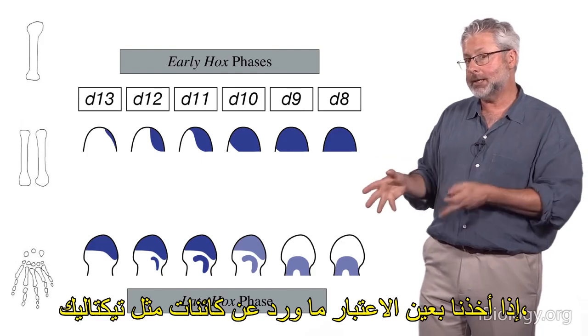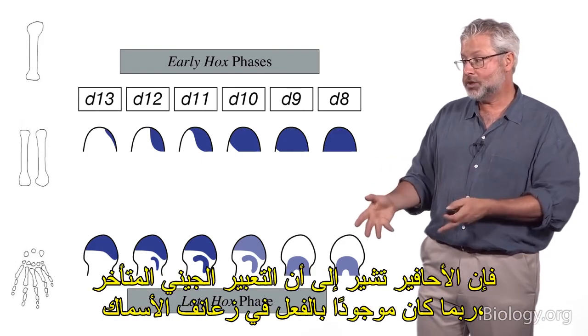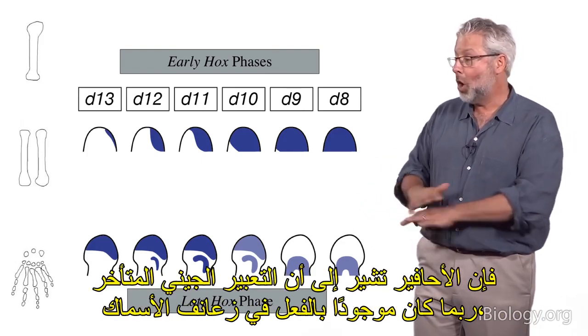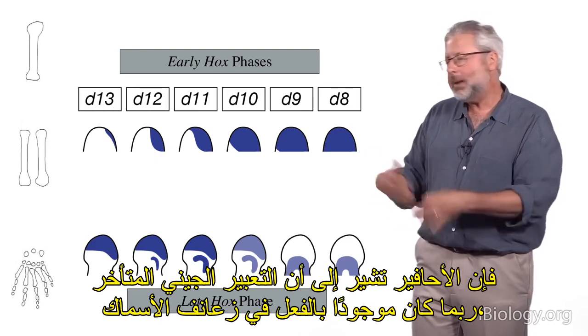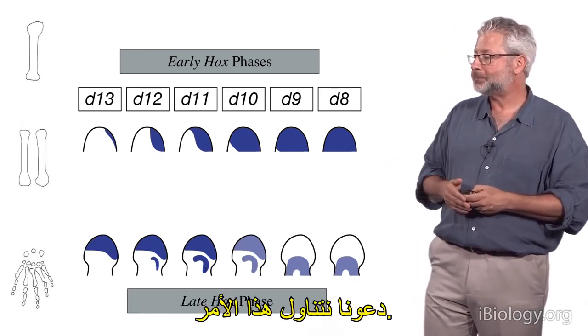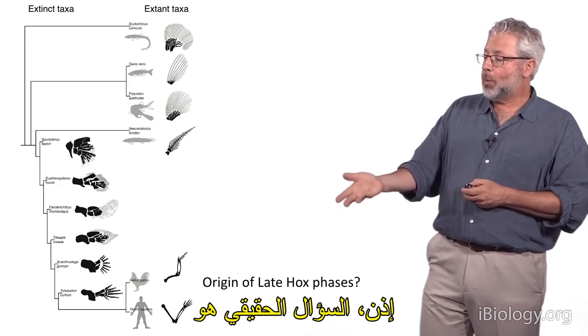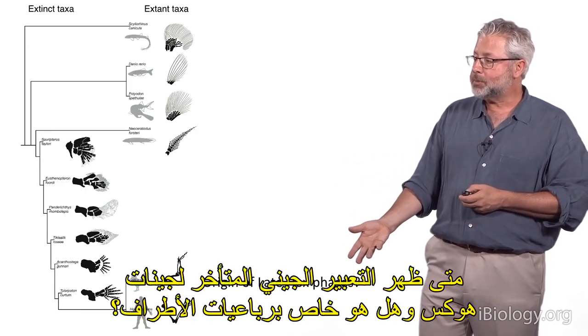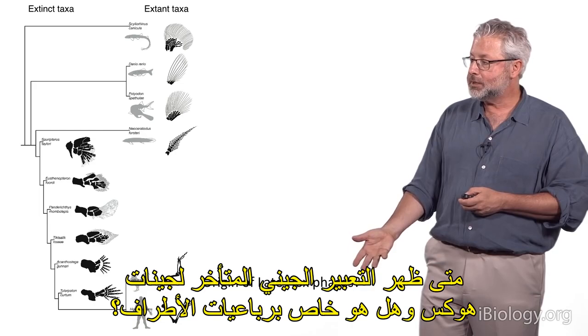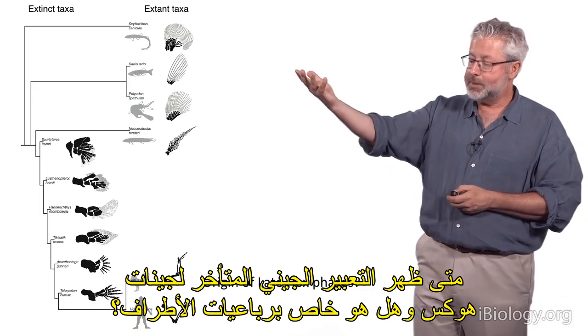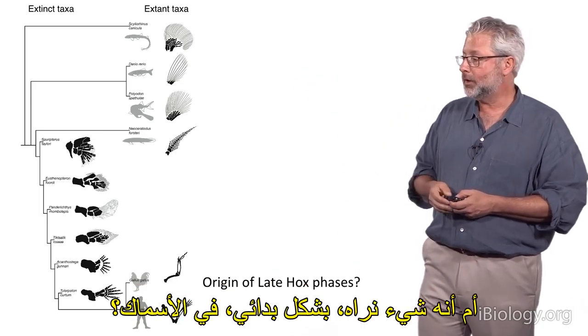If you take creatures like Tiktaalik at their word, the fossils, it would suggest that perhaps late phase expression already existed in fish fins, and maybe it's doing something else. So let's look at that. So the question is really, when did late phase Hox expression come about? Is it unique to tetrapods, or is it something that we see primitively in fish?